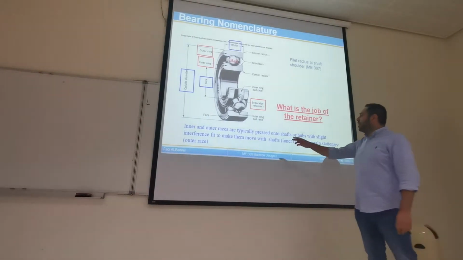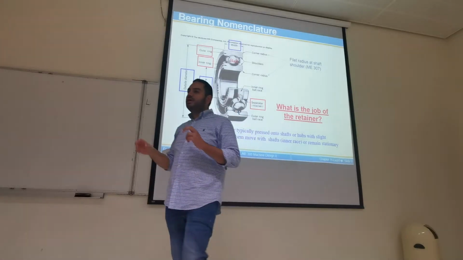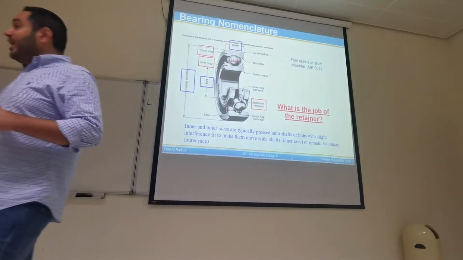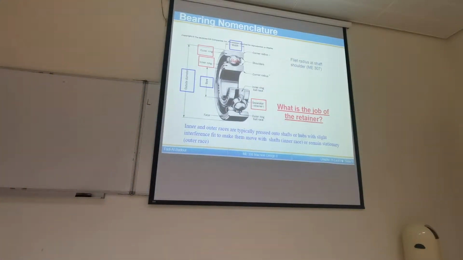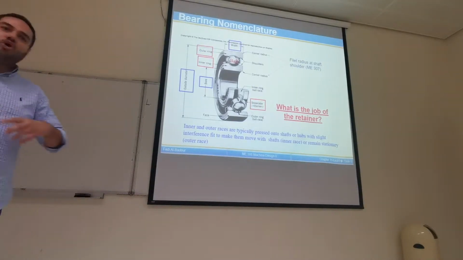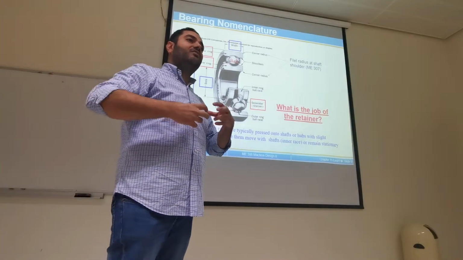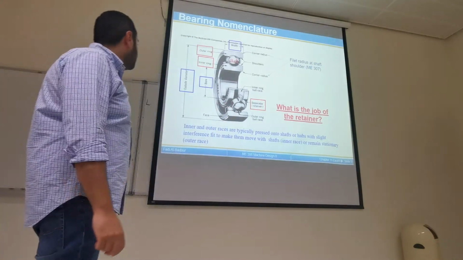So the separator's job is to keep an equal distance between the rolling elements. And when I keep equal distance, I prevent collision between them. Secondly, I ensure a uniform distribution of load. So I don't have one side with no balls carrying all the load, while another part has a lot of balls sharing the load.